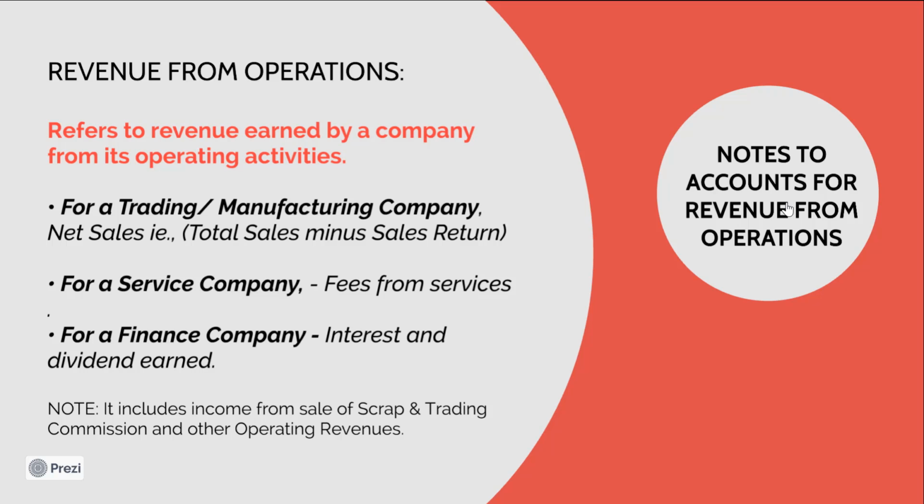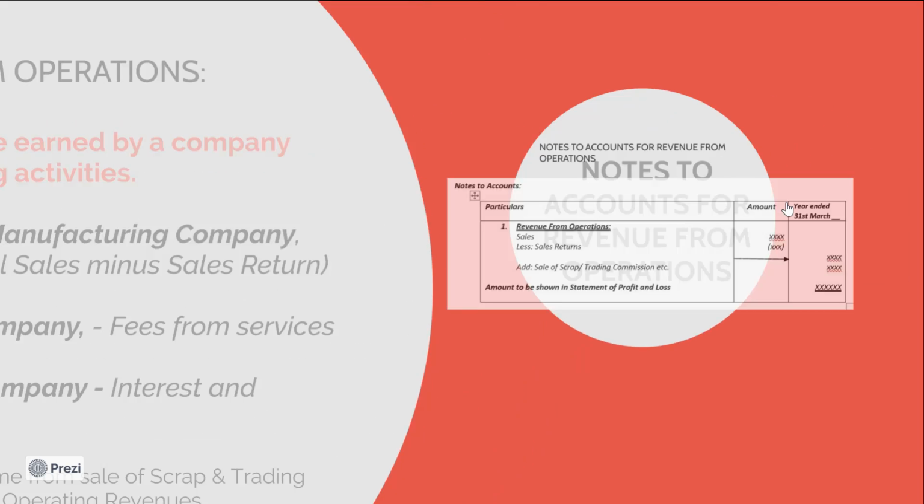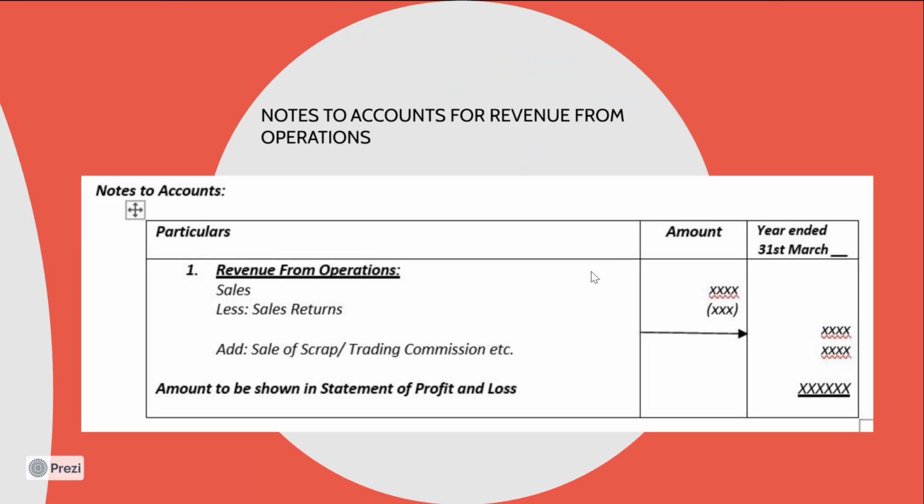We'll check out how we'll prepare the notes to accounts for this head of revenue from operations. So in our notes to accounts, we will write the note number 1. We will write sales and the amount, and we will deduct the sales returns from that amount. And after deducting, we will write it in the outer column, and we will add any amount for sale of scrap or trading commission, and the final amount we will show under revenue from operations in the statement of profit and loss.